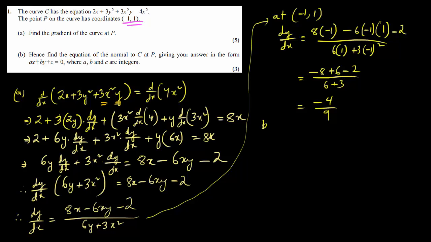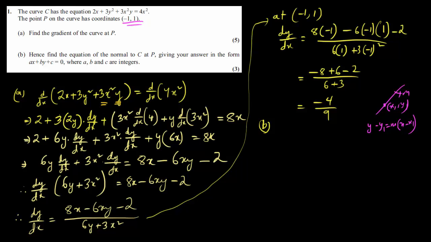In question number B, we have to find the equation of the normal. That's a concept from C1. Remember, the equation of a line that passes through the point (x1, y1) and has the gradient of m is y minus y1 equals m times (x minus x1). That is known as the point slope form.